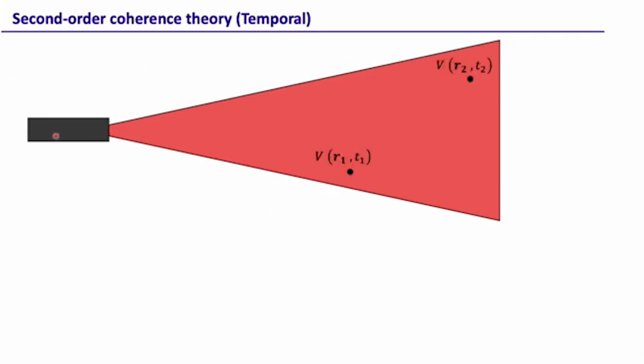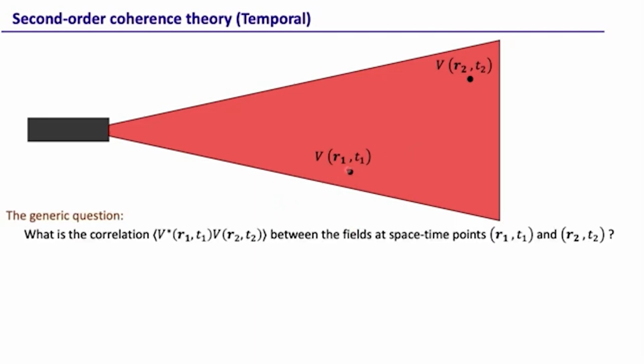All right, so in the second order coherence theory, the generic question is: if there is a field produced, let's say by some source, and these are the two field points, R1 T1 and R2 T2, then what is the correlation between these two points? The way to quantify the correlation between these two points is by this quantity, V star of R1 T1 times V of R2 T2. So that's the very generic question.